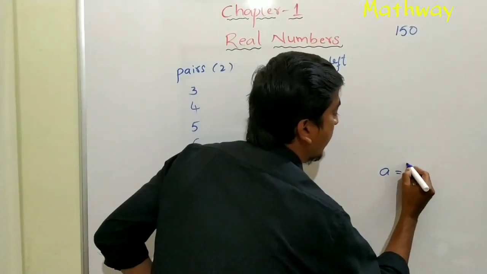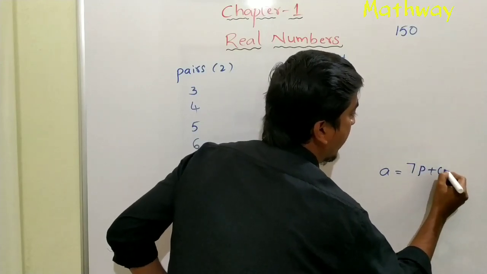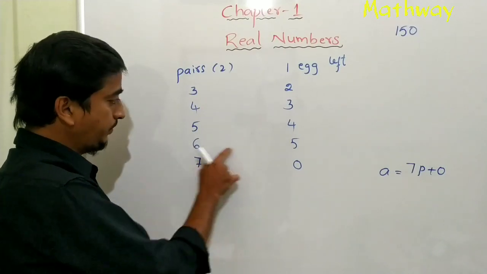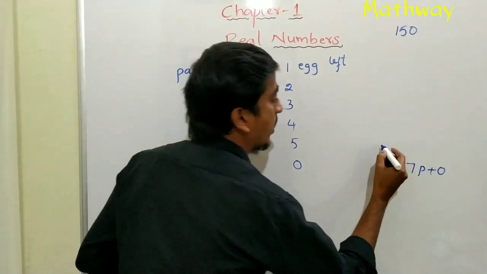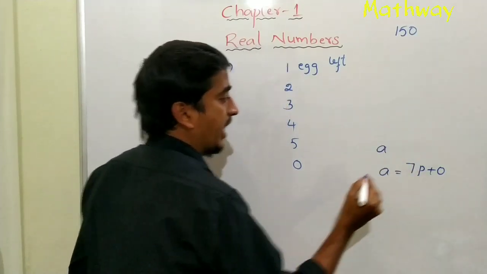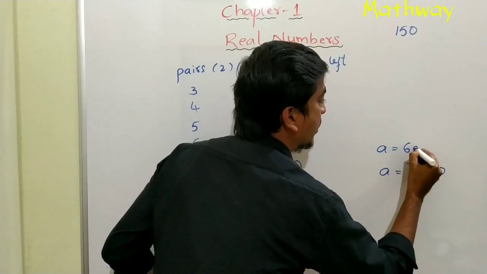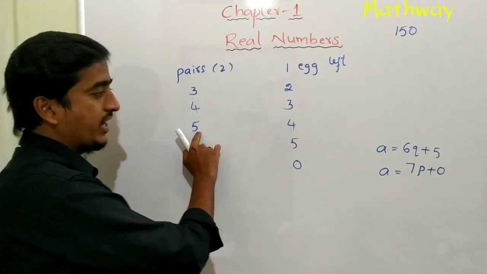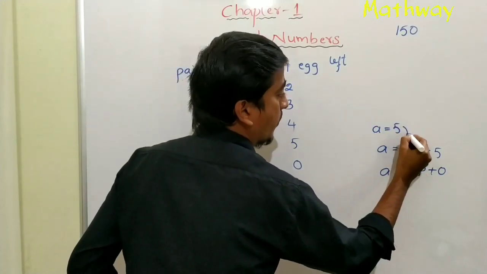So it is a multiple of 7. I am taking 7p, and the remainder will be 0. No egg will be left. Then if you are counting by 6, 5 will be left. So the number of eggs A equals, we are counting by 6, right? So 6q plus 5. Then if you count by 5s, we can write it as A equals 5r plus 4.